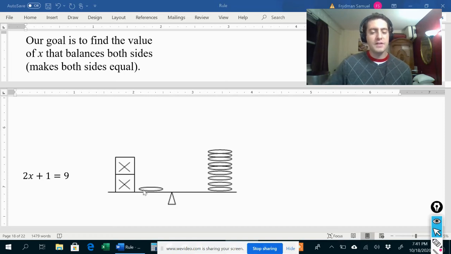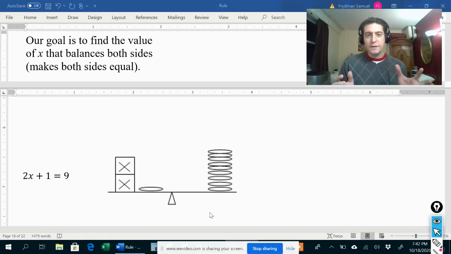So on the left side of the equation, we have 2x plus 1. So we have two x boxes plus one stone. Let's say that these are all stones over here. And then on the other side of the equation, we have 9 stones. So you can count them. It might be a little bit hard to see, but 1, 2, 3, 4, 5, 6, 7, 8, 9. So on the left side, we have two x boxes and one stone. That's the 2x plus 1. And on the right side, we have 9 stones.